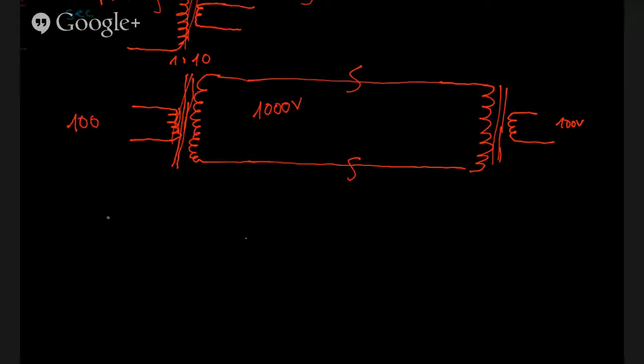Let's draw our current lines here. We put a current in this way. Since it's alternating current, it's going back and forth, but we'll think of it as one part of the cycle. Then we'd get the same current going this way, and the same current going this way.